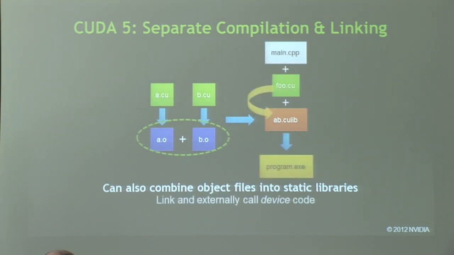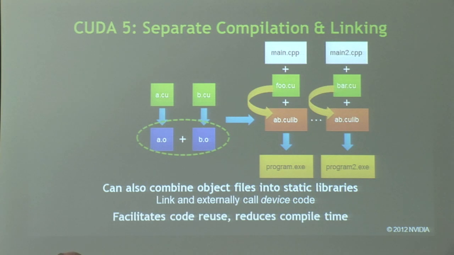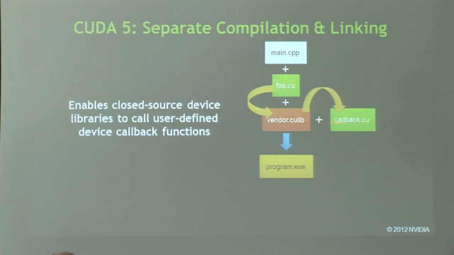The nice thing about this is it now allows vendors to have a library that you can call into and then have callbacks. So you can actually have vendor libraries that now have callbacks just like you would on the CPU. It's just catching us up to where compilation on the CPU has been for a while.